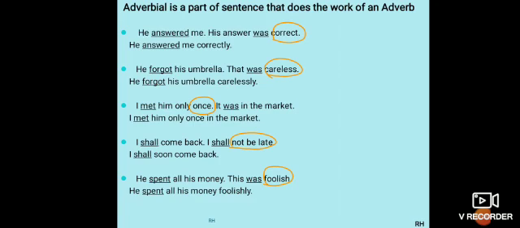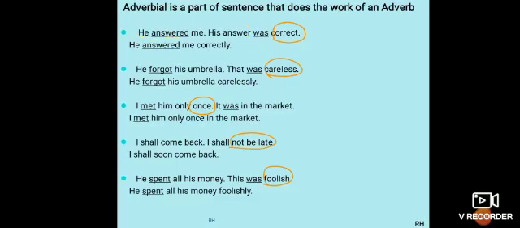The first answer is, he answered me. His answer was correct. Now, as we usually do, first two steps will remain same. That is, circle the finite verbs. And after circling the finite verbs, try and change them into non-finite verb, keeping one finite as it is. Now, he answered. Answered is the first finite verb, so we'll circle. Was is the second finite verb, that also will circle.